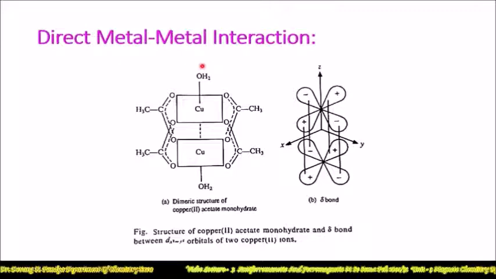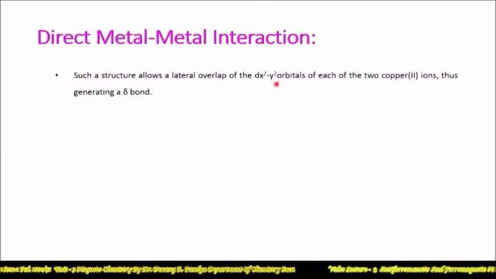So this is the metal d orbital, and it has this kind of interaction when we put it in a Cartesian system, and it is going to generate a delta bond. Such a structure allows a lateral overlap of the dx²-y² orbital of each of the two copper(II) ions, thus generating a delta bond.